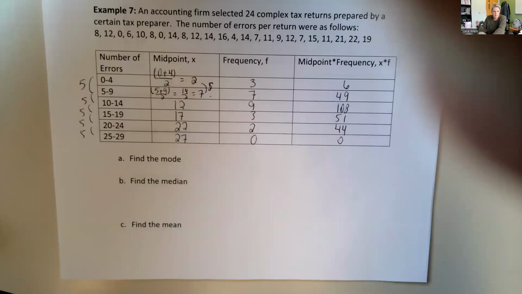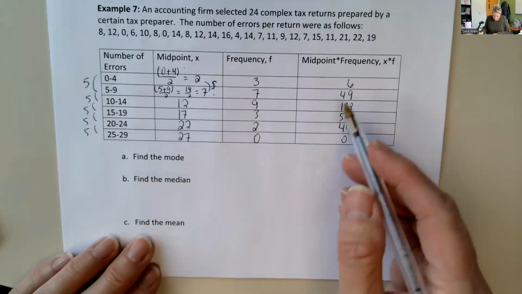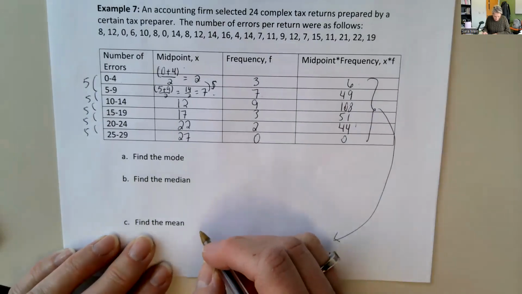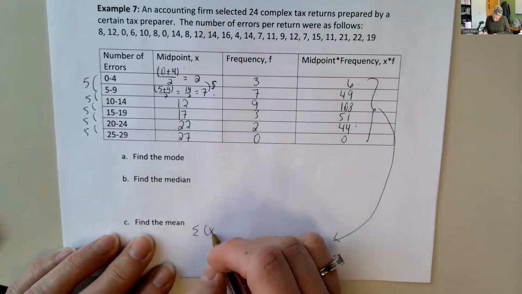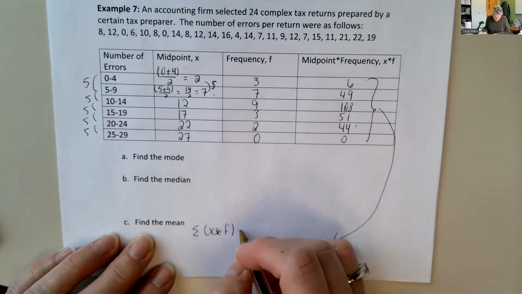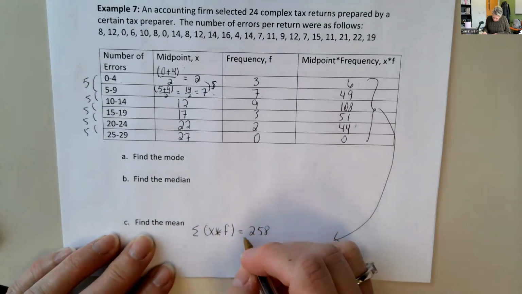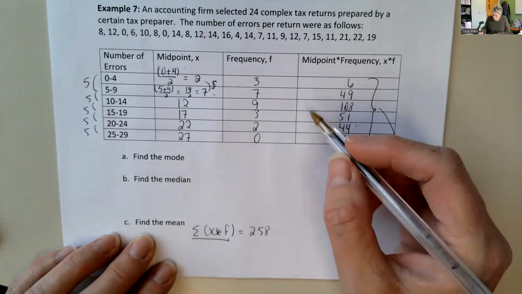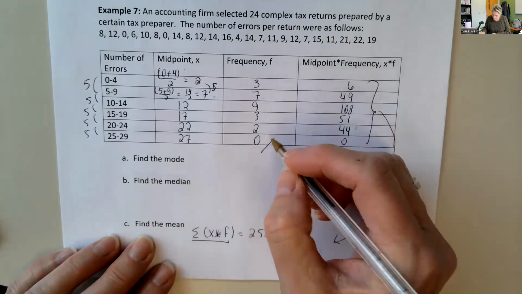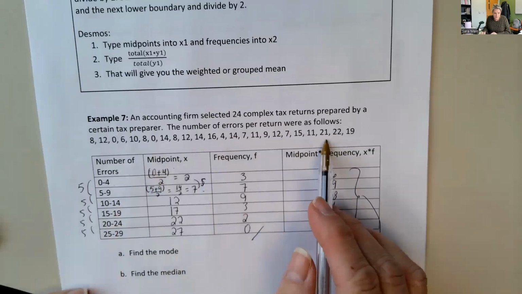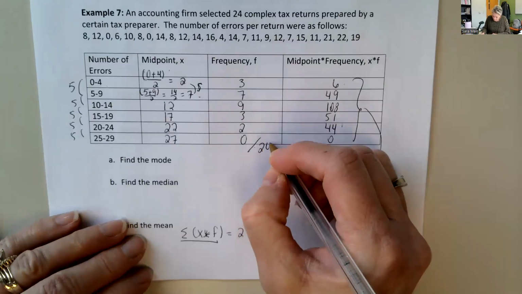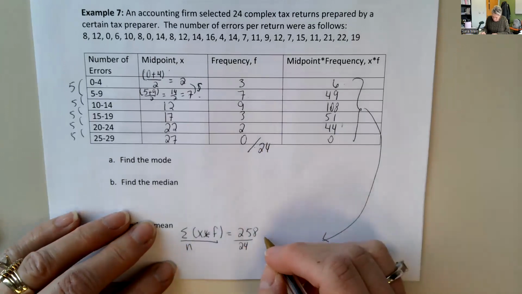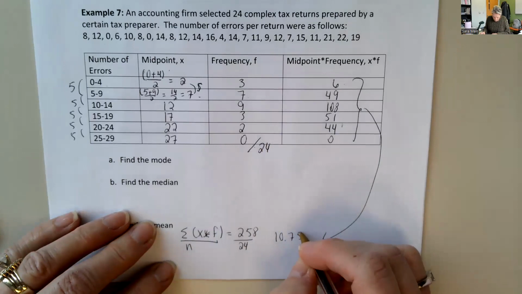And down below, I'll work this out down here in part C. So I'm going to add these up down here. So the sum of the X's times the F's is going to be 258. Divided by the total frequency. If we add up the total frequencies, that means the total number of tax returns that they looked at, there were 24. So we're going to divide by 24, and we get 10.75.